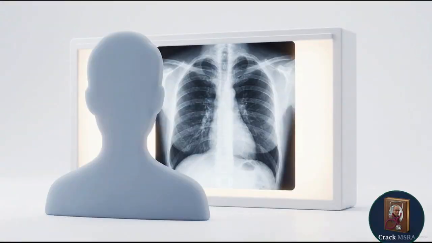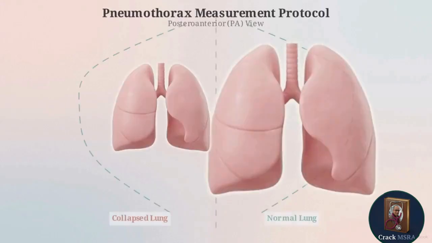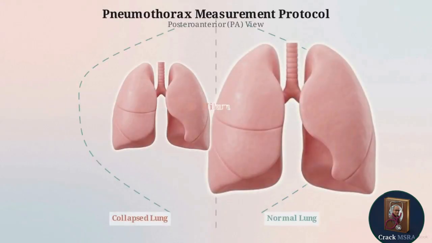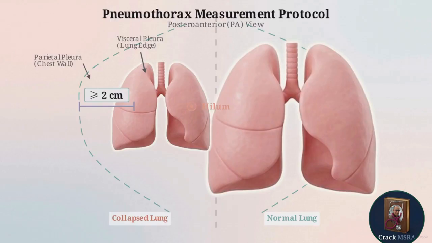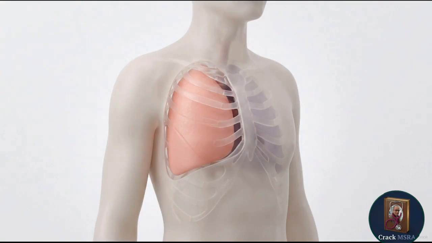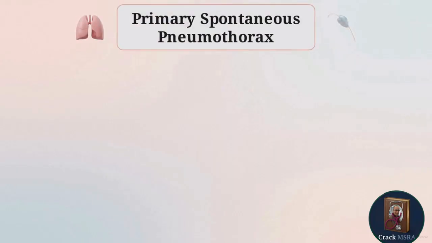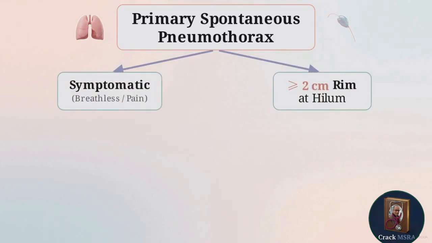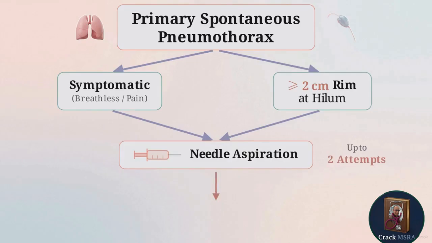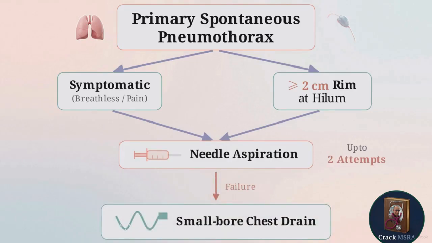In stable patients, the diagnosis is confirmed using a posterior-anterior chest X-ray, which allows for precise measurement of the pneumothorax. Guidelines specify measuring the distance from the edge of the lung to the chest wall at the level of the hilum. A distance of 2 centimeters is the threshold used to guide management. For a primary spontaneous pneumothorax, a patient with a rim of air smaller than 2 centimeters and no symptoms can be managed with observation and high-flow oxygen to help the air reabsorb. If the primary pneumothorax is larger than 2 centimeters or the patient is symptomatic, needle aspiration is the first step. If aspiration fails twice, a small bore chest drain is inserted.